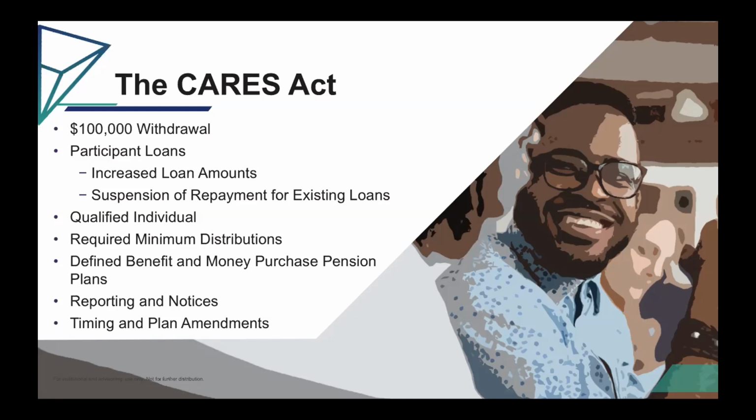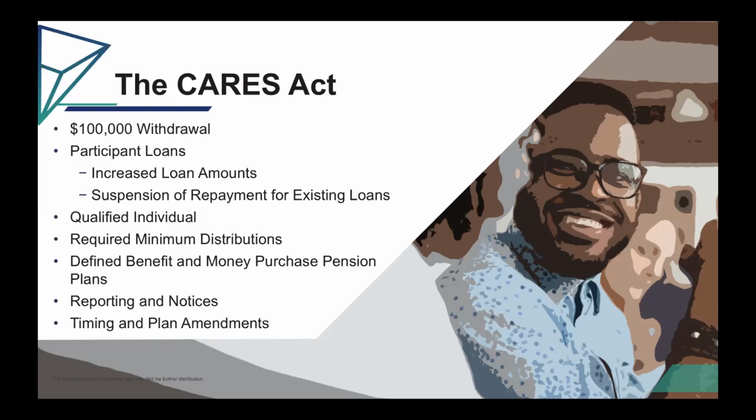The Act increases that and essentially doubles it and says that if the plan so desires, they can allow participant loans up to the lesser of $100,000 or 100% of their vested account balance. Now, for these increased plan limits, again, it's limited to individuals that are qualified individuals. So those individuals that I rattled off before that are impacted by COVID-19.